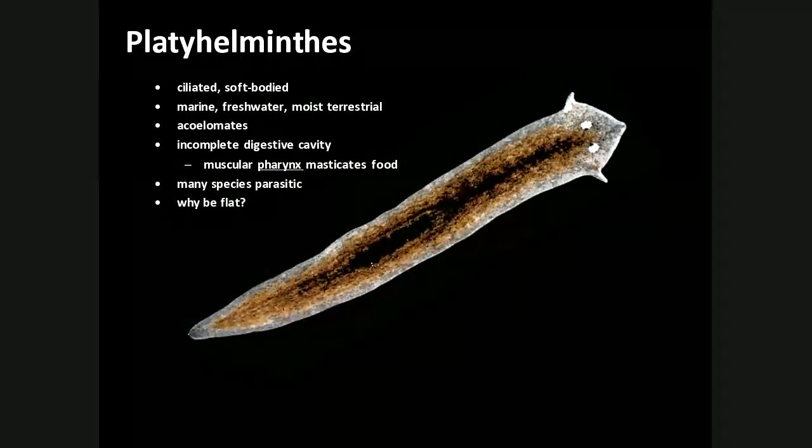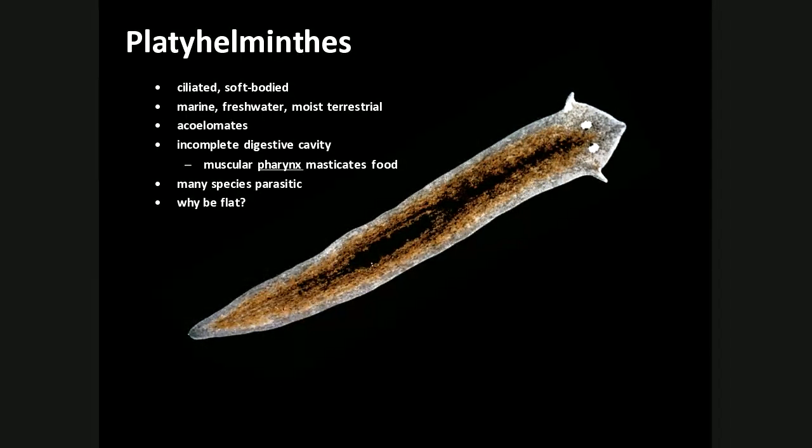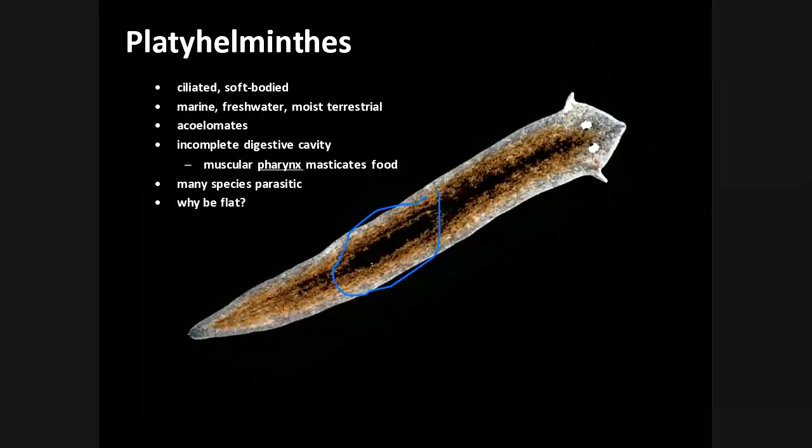Now platyhelminthes are an exception. They have incomplete digestive cavities. They have a pharynx that we'll look at on the microscope, but here's the pharynx in the picture, which is basically a tube by which they bring in food, and then it's muscular, and they're able to mash up their food. Incomplete digestive system means mouth and the anus are the same thing again.